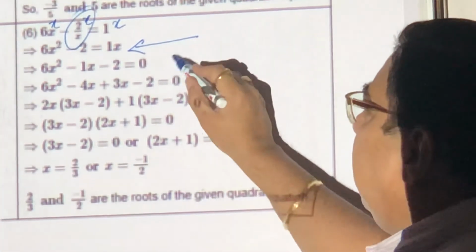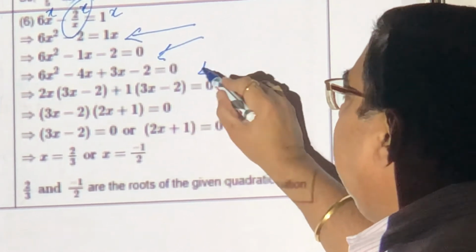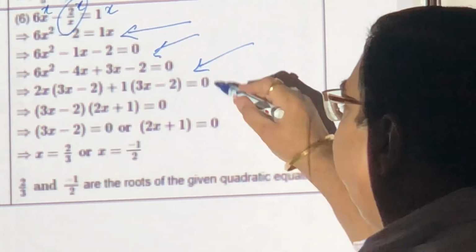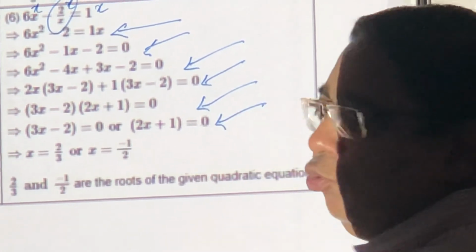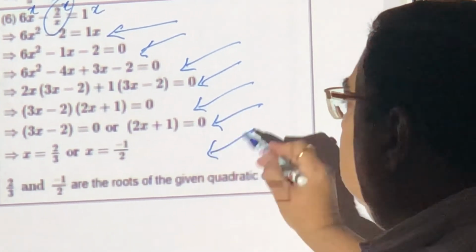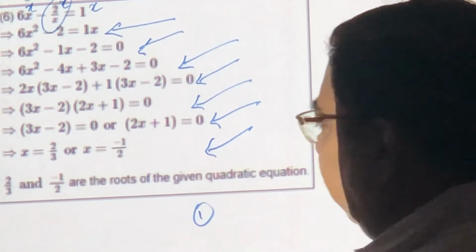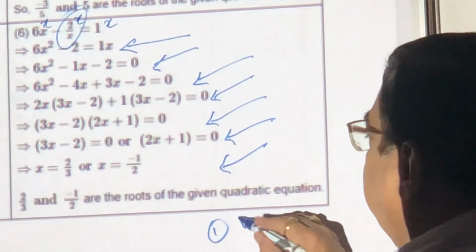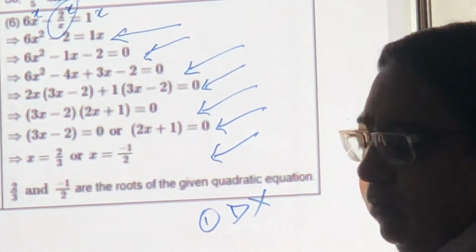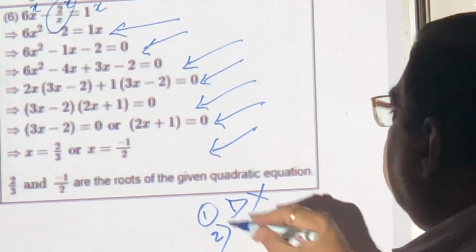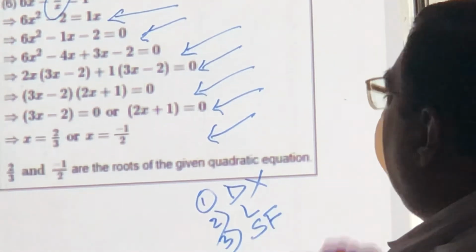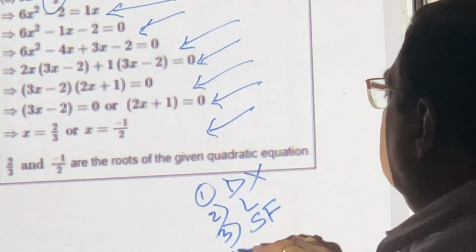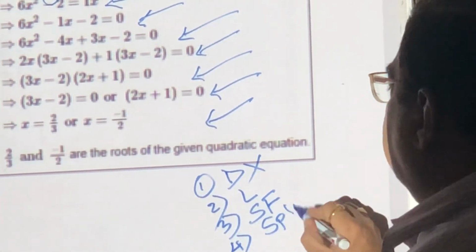Make it in the standard form. Split the middle term. Remove first common. Remove overall common. Equate both equal to 0. Find the value. Reminding you once again, first, get rid of the denominator. Second, make it linear. Third, standard form. Fourth, split middle term.